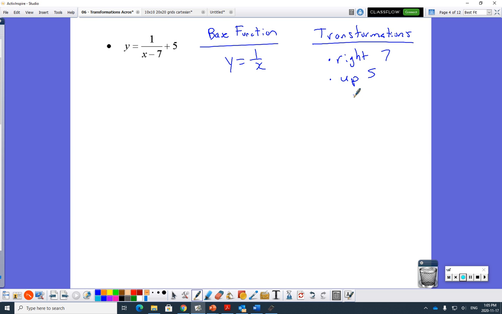I believe I did a 1 over x today in the previous lesson. In the key properties lesson, I graphed a 1 over x for you. But would someone like to see me do this whole thing? Yeah, okay, let's do it. 1 over x minus 7 plus 5.